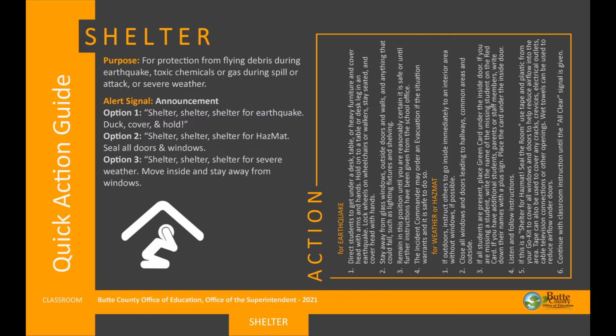Simply calling an alert signal of shelter, shelter, shelter does not provide enough information for classroom teachers to know how to shelter appropriately. For instance, option 2 on this card shows an example for a hazmat situation, where the announcement would also include seal all doors and windows. Sealing doors and windows would not be appropriate shelter response during an earthquake, where we should instead be using duck, cover, and hold. Again, the front of this card has an action box provided.